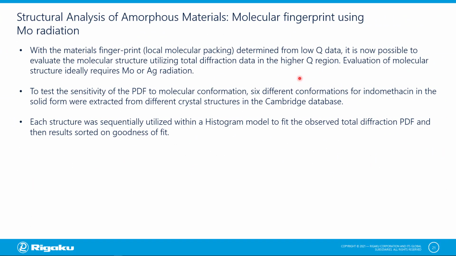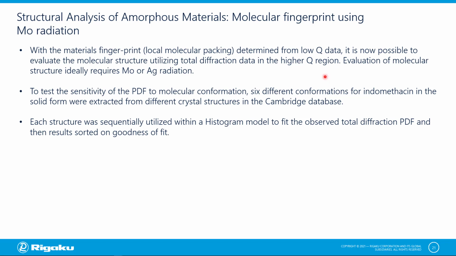So we've seen in the last couple of slides that we can actually extract a material's fingerprint by looking at only the low Q diffraction region. And in principle, we can do that with copper radiation measured out to only 80 degrees 2 theta. But in order to do that, we have to assume a known molecular structure. Now, in many cases, that's not going to be an appropriate assumption.